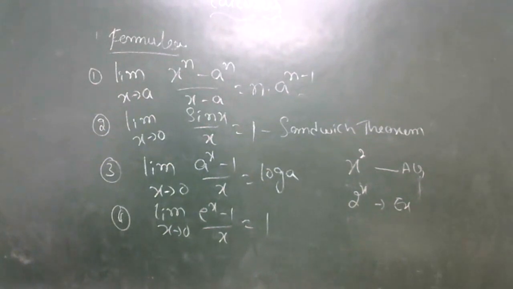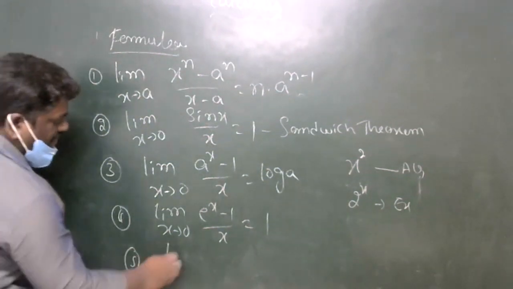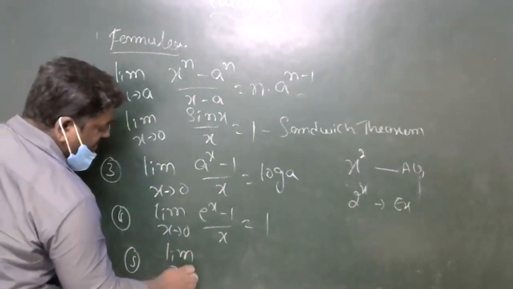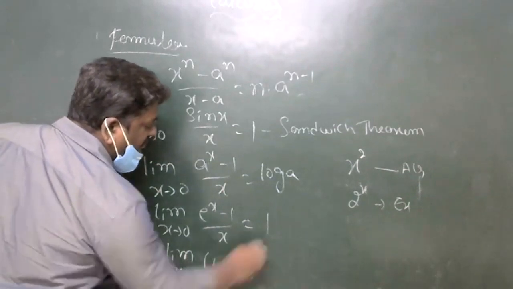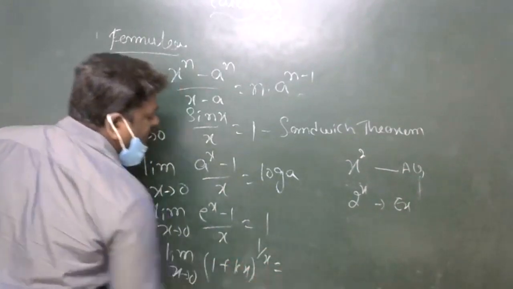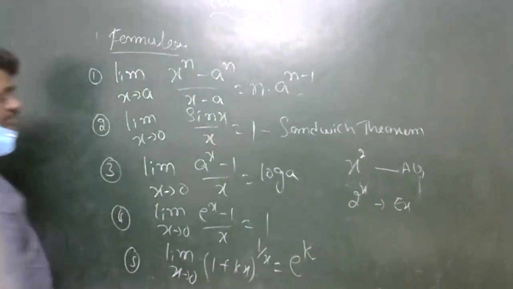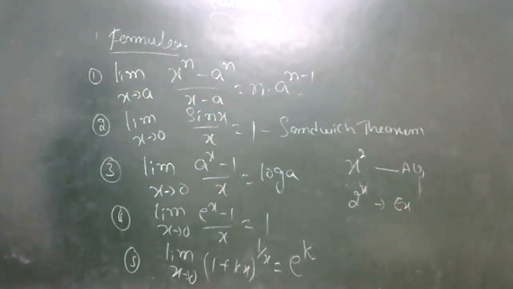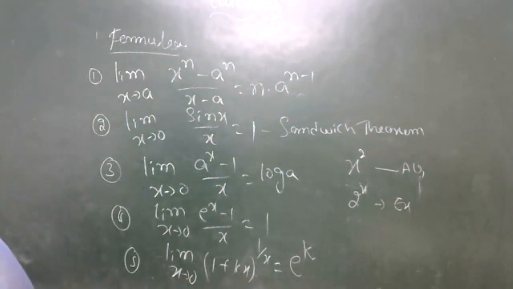Next: limit as x tends to 0, (1 plus kx) whole to the power of 1 by x is equal to e to the power of k. e to the power of k. These are all important results. Okay, keep in mind, you are going to use this.